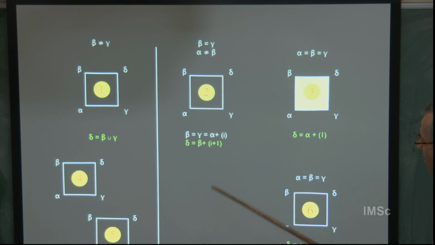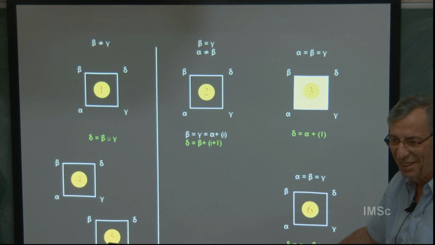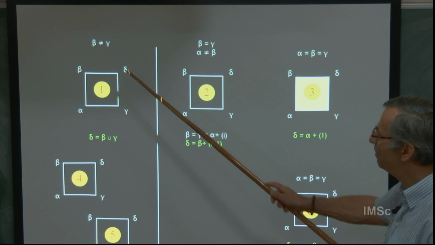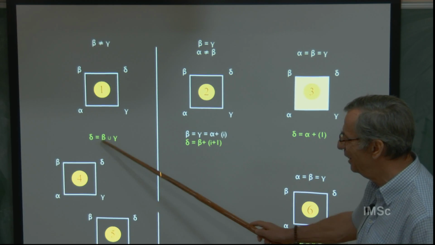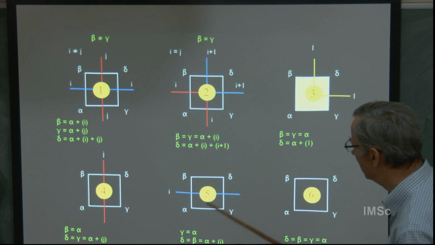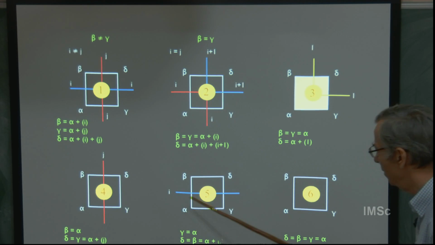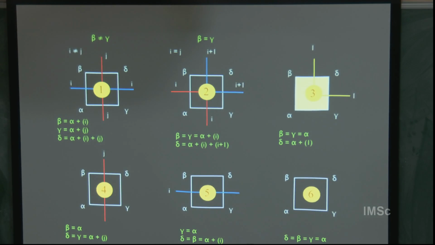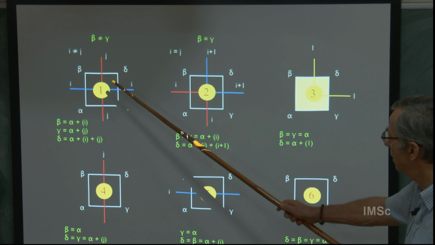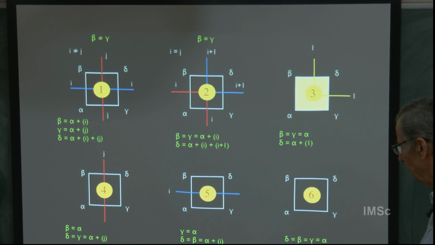And then 1, 4, and 5 can be put in the same case: beta is different from gamma, and delta is a union of beta and gamma. So look carefully at 1, 4, 5. I go back. So 1, 4, and 5. In these 3 cases, beta is different from gamma.